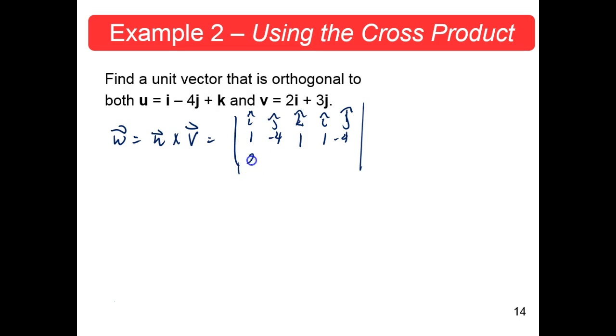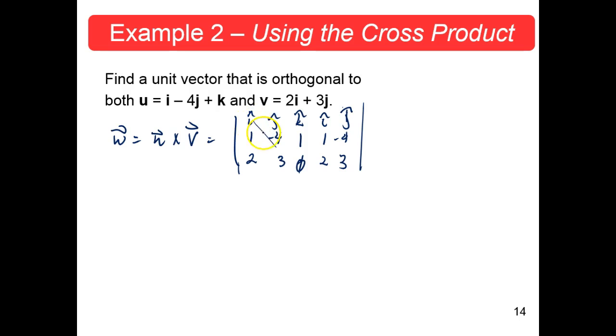components are 2, 3, and 0. Notice this one doesn't have a K component. That's fine. That means the vector is all contained in the XY plane. There is no component in the Z direction, which is perfectly okay. But you have to put a 0 there for the K component. Then repeat the I and J, 2 and 3. Now all we're doing is finding a vector orthogonal to these two. Later we'll make it a unit vector.